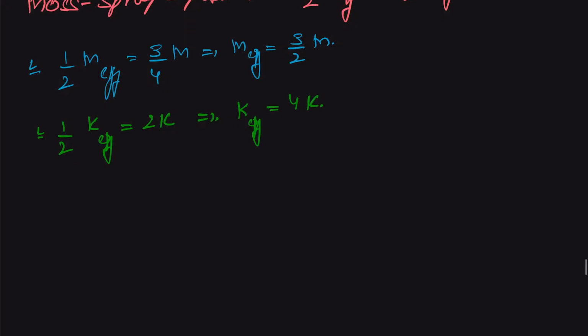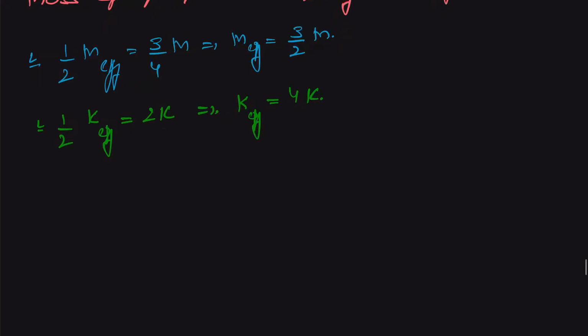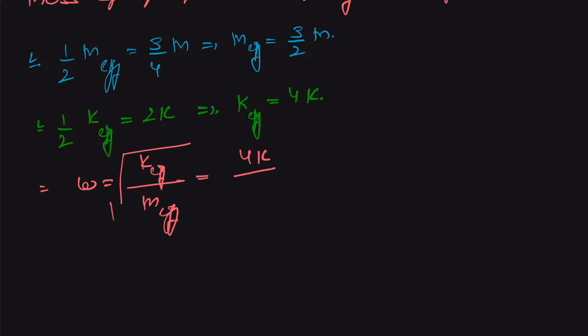And therefore we can write that our frequency, that is our omega, will be equal to the square root of k effective divided by mass effective. So we get 4k and 3 by 2 m, and this comes as the square root of 8k divided by 3m. Okay, so this is our frequency of our oscillation.